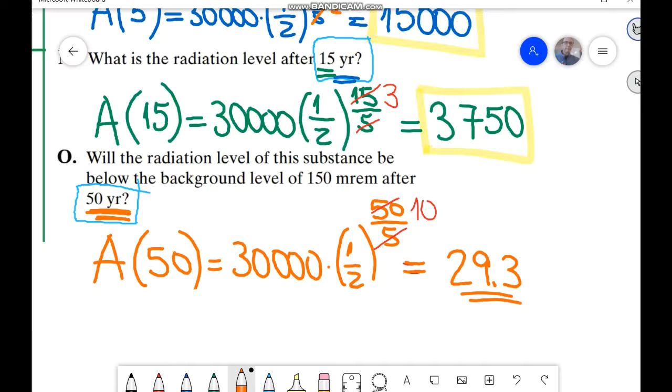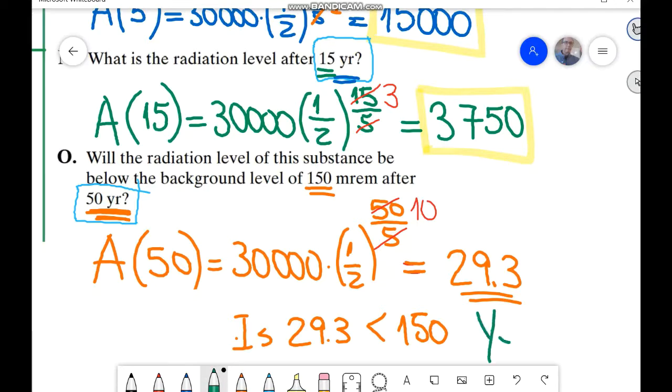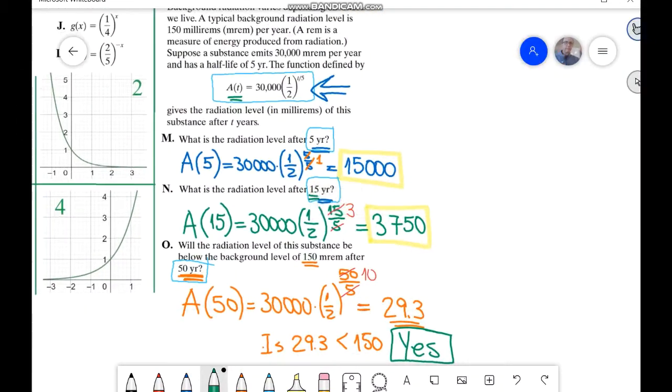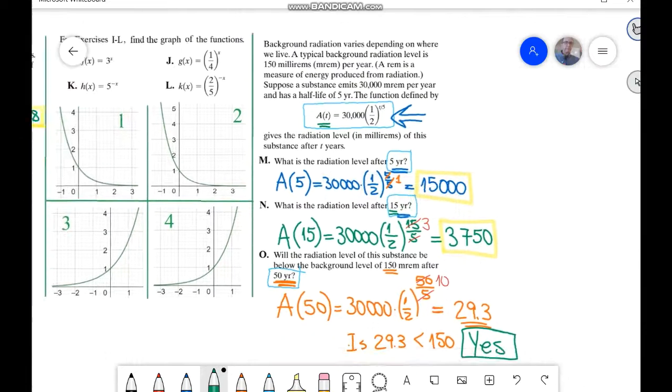But this is going to be a multiple choice. The question is, will the radiation level be below the background level of 450? And the question is, is 29.3 less than 150? The answer is yes. And that is, let me zoom out, the answers for M, N, and O.